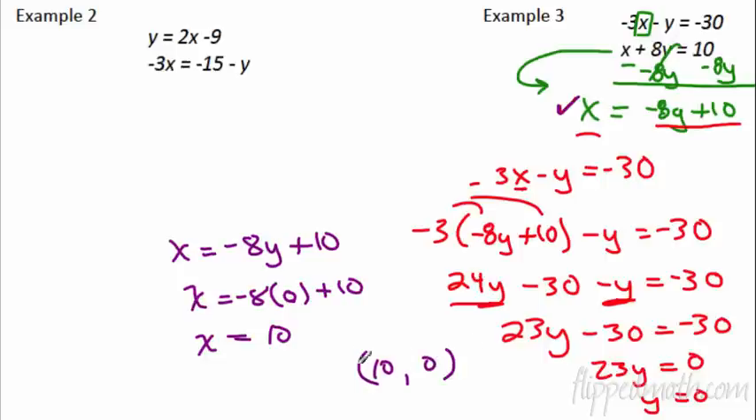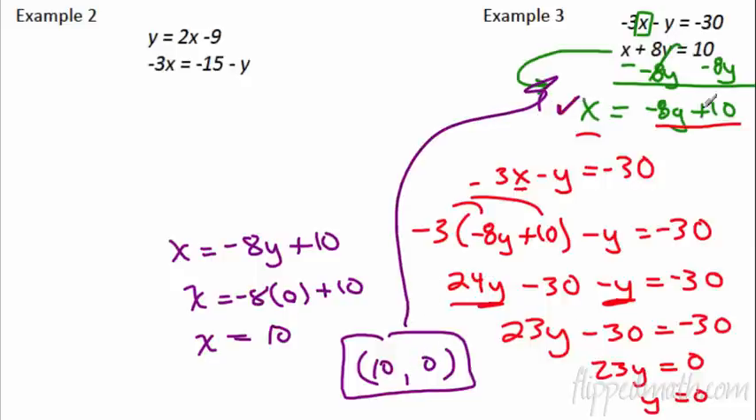Now, we haven't talked about this, but if I wanted to graph these two lines, where would they intersect? 10, 0. If I wanted to plug this point into both equations, what do we get? Negative 3 times 10, that's negative 30, minus 0, that's negative 30. And 10 plus 8 times 0 is 10. So it works in both equations. We know it's a solution of both. All right, there's example 3.